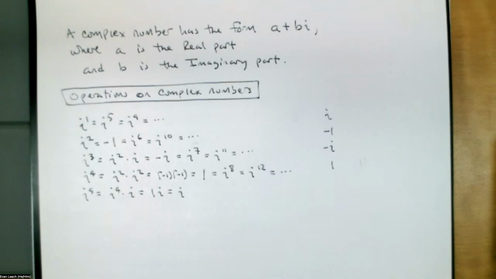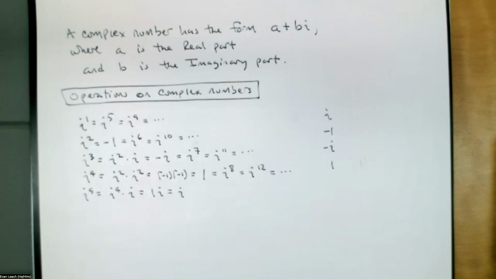No, because i cubed comes out -i. None of them. I'm not sure what you're asking. What this is telling us is that anytime we have a power of i, like if I see something and it ends up being like i to the 17th power, any power of i can be reduced to one of these 4 answers.